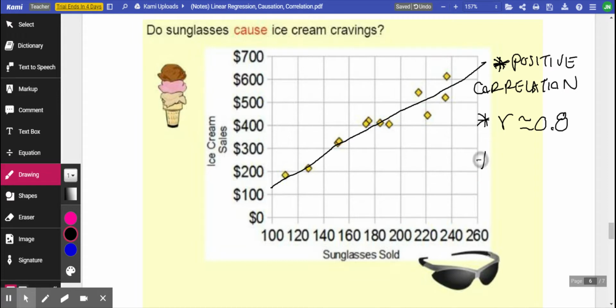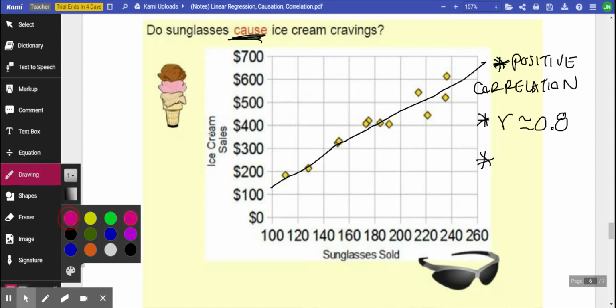The question is, is there causation? Do sunglasses cause ice cream cravings? Now, there is a relationship: around a certain time of the year, let's say summer, ice cream sales go up and sunglasses sales go up, but that is not because one causes the other, right? They both are affected by the sun. The sunnier it is, the more people buy sunglasses. And the hotter it is, because the sunnier it is, the more people buy ice cream. So these two things are related to each other, but they're not a direct result of each other.